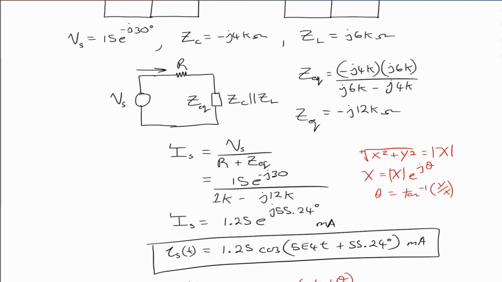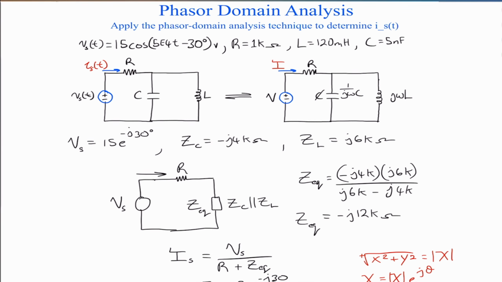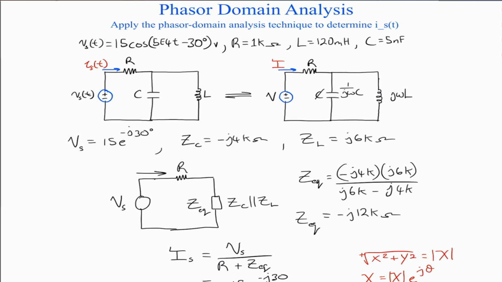So as always, you transform all time-dependent sources, your capacitors and inductors, to the phasor domain. Make sure that you have your sinusoids in the positive cosine format. Then apply whatever analysis technique you want to use, either loop, mesh, nodal analysis, simple source transformations, and so forth, or Thevenin or Norton, and then solve for what you're asked for, and then convert back into the time domain.